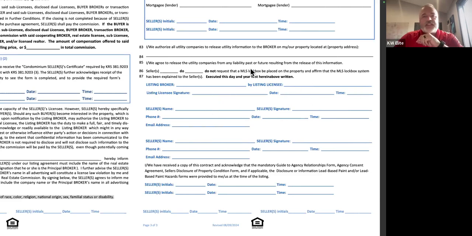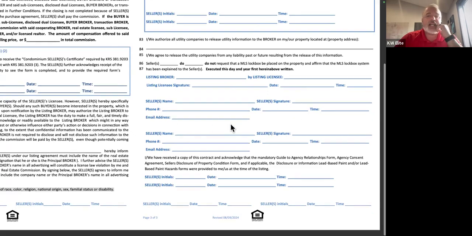Seller name, seller signature, phone. I'll be honest with y'all, I cross through this, just a light dash. I don't put my phone number. I don't put seller's phone number. I don't put seller's email address on there. I already have that information. I don't need it at this point, but they do have to date and time it. And then everybody that signs dates and times.